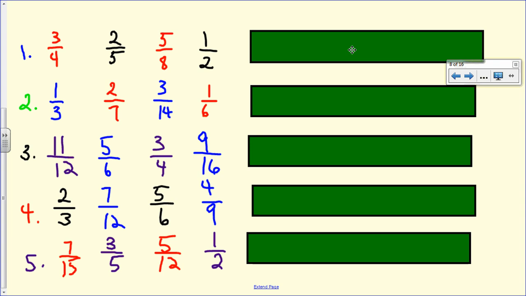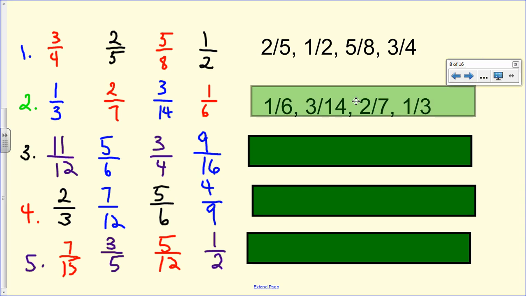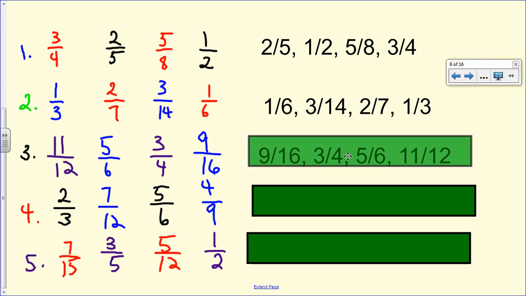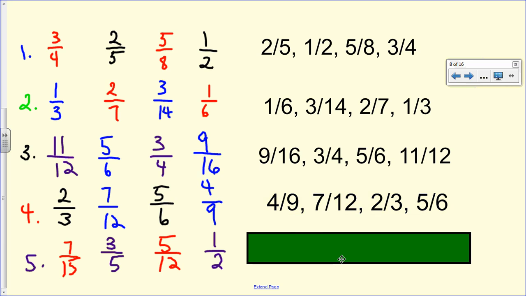Number 1, number 2, number 3, number 4, and number 5.